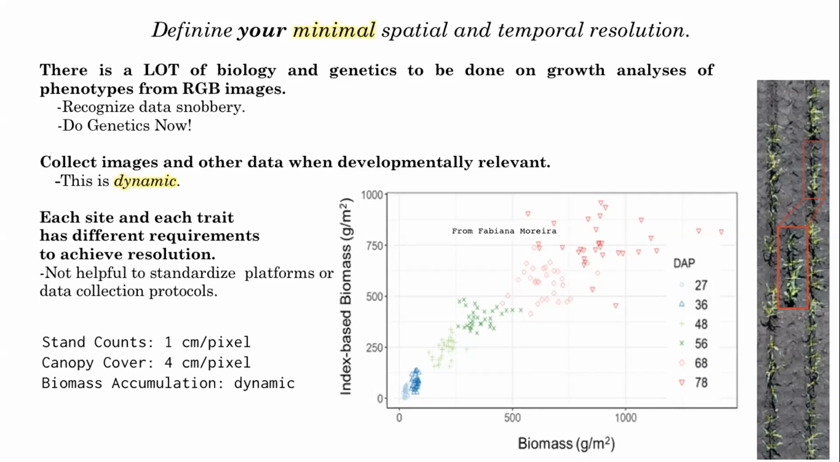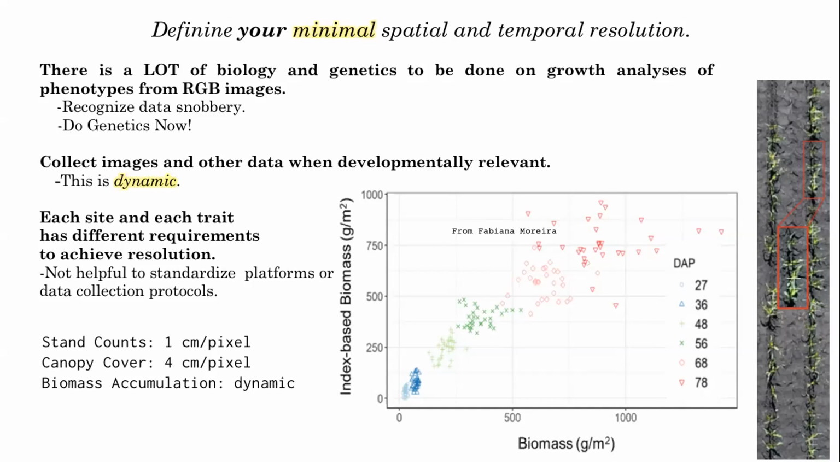I also advocate that there's a lot of biology and genetics to be done on growth analyses of phenotypes from RGB images. And so I urge people to recognize data snobbery and to really explore what can be done with RGB right now. And so my motto that was kind of presented before this began is do genetics now.